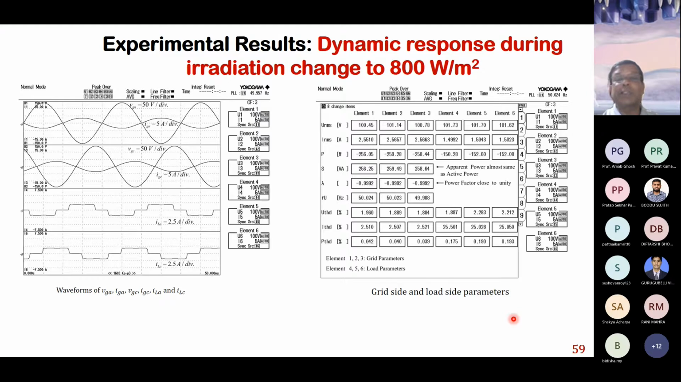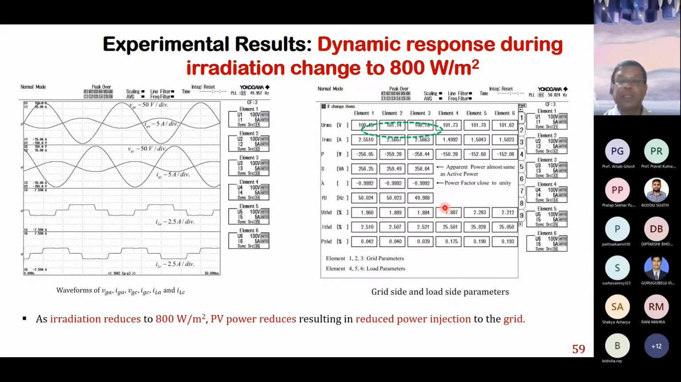So this is the experimental result during the dynamic response during the irradiance change from 800 to 1000 to 800 watt per meter square. So this is the voltage of the grid at A phase, B phase, and C phase, grid current, load current, and we have the C phase load current, and the grid side and load side parameters are measured, and we could see that when the irradiance falls to 800 watt per meter square, the PV power reduces, resulting in the reduced power injection to the grid, and grid current also reduces.